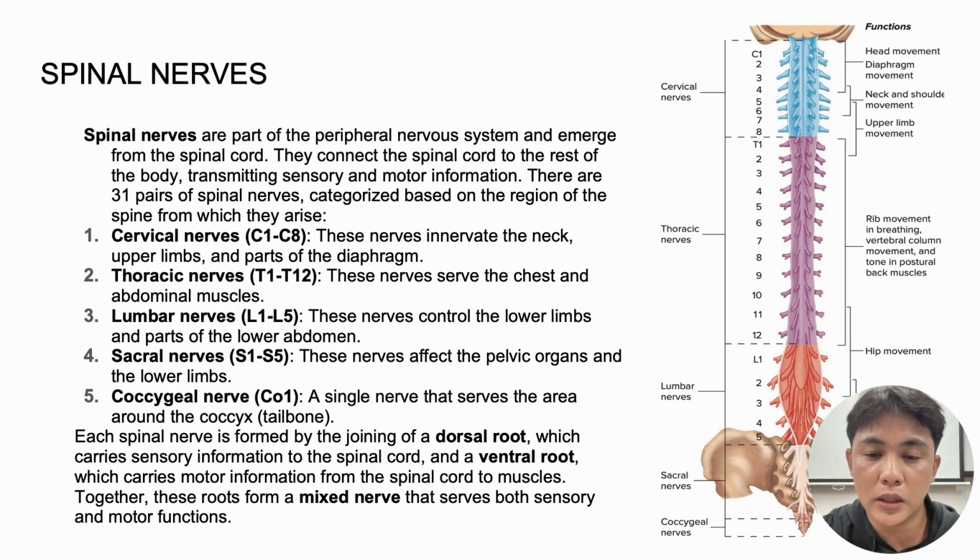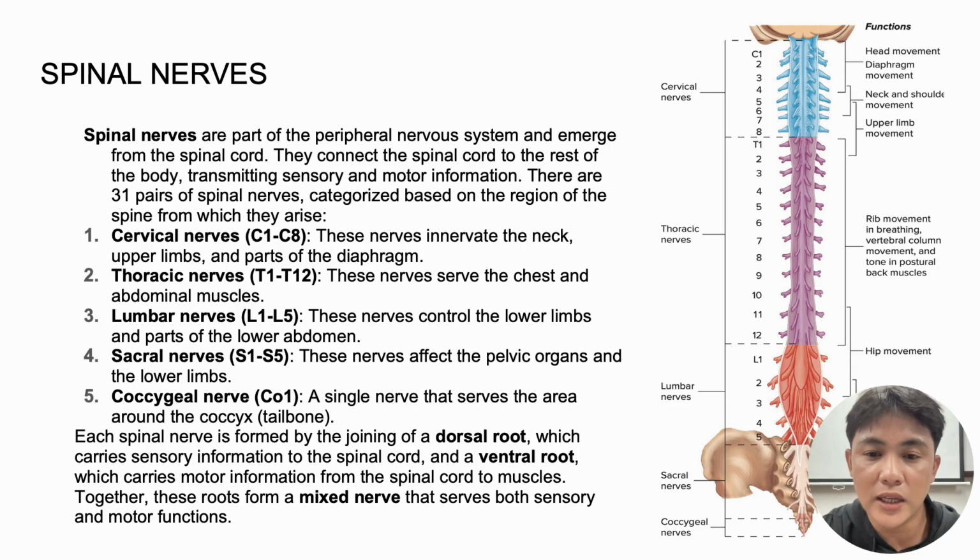The fourth example of a nerve is what we call the sacral nerve, or S1 to S5. These are five pairs. They supply the pelvic organs, buttocks, and lower limbs. They are essential for leg and foot movement and also help in regulating the bladder and bowel functions. The last one is what we call the coccygeal nerve, or Co1. There is only one pair of this nerve, which supplies the small region around the coccyx or the tailbone.